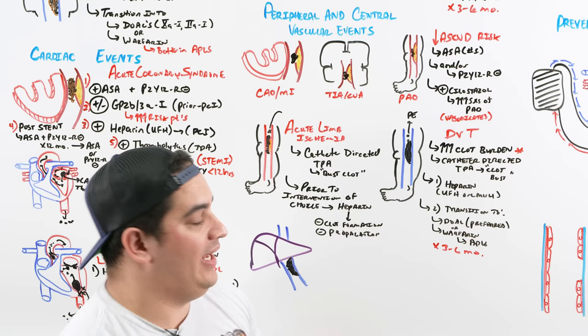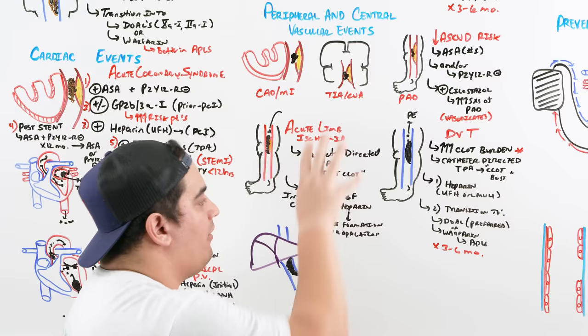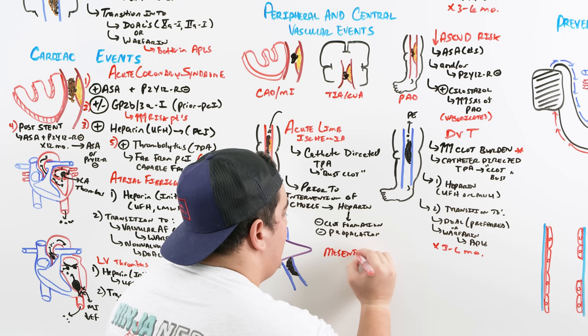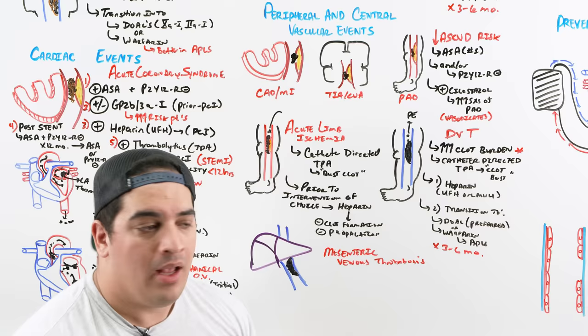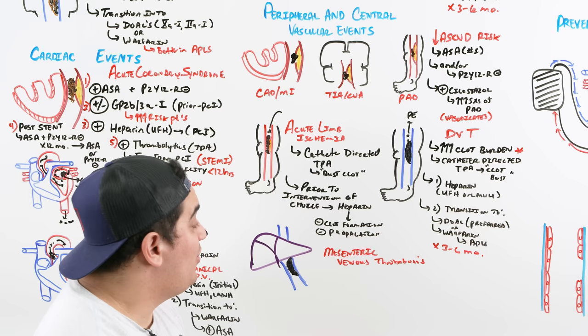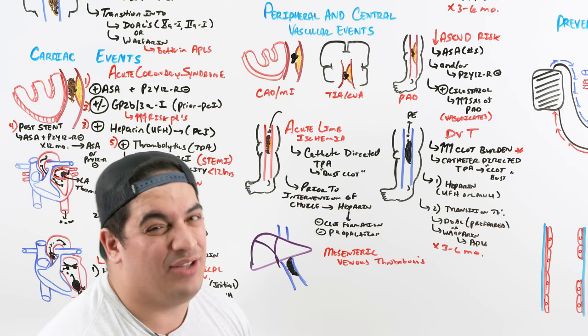The last type of vascular event here for peripheral and then central is a really random one. I'm gonna quickly go through it because it's not super common. It's mesenteric venous thrombosis. You usually see this in patients who have a lot of hypercoagulable conditions or cancer. What happens is they develop a clot inside of their mesenteric vein. That can lead to a lot of problems. It can lead to portal hypertension, it can lead to ascites, it can lead to a lot of different nasty things.